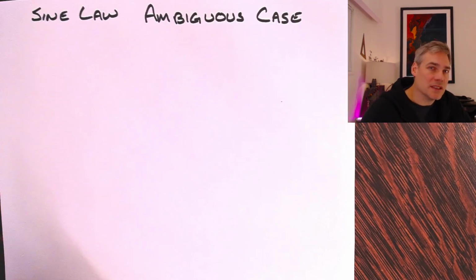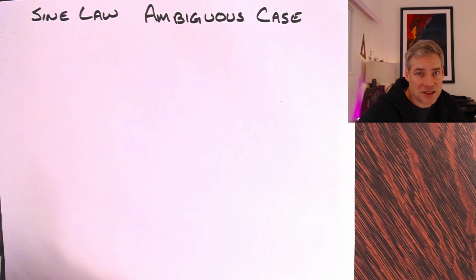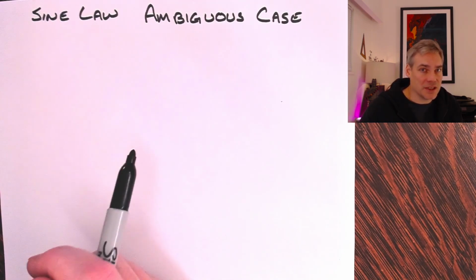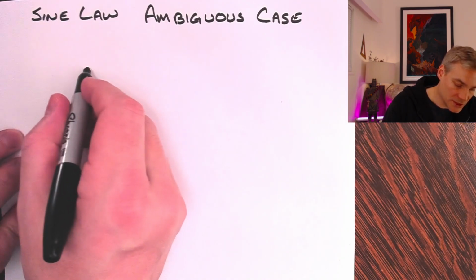Okay, so in this, we're going to work on the sine law and the ambiguous case. What this is telling us is that as we use the sine law, it may give us an answer, but it may not be the only answer. So what we have to do is just look at this. So I'm going to draw this out.